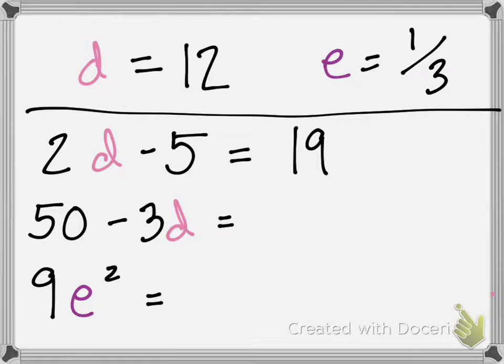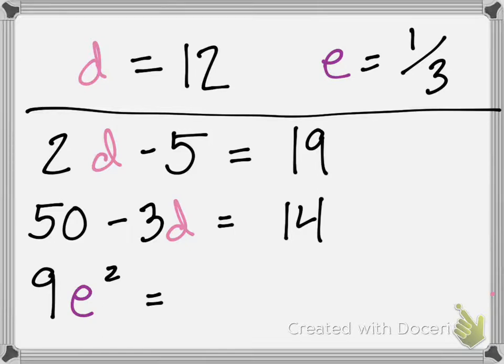This next one, 50 minus 3D. Once again, D is 12. 3D, that means we're multiplying. They're touching. What is 3 times 12, Lucy? 36. What's 50 minus 36, Anita? 14.